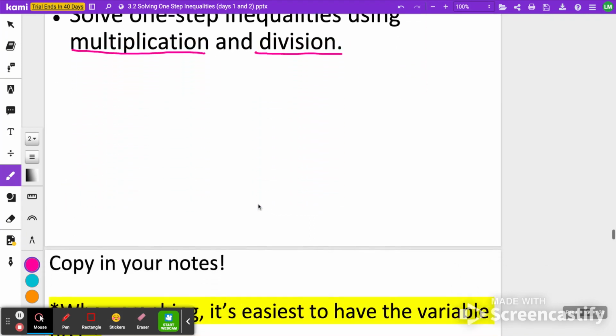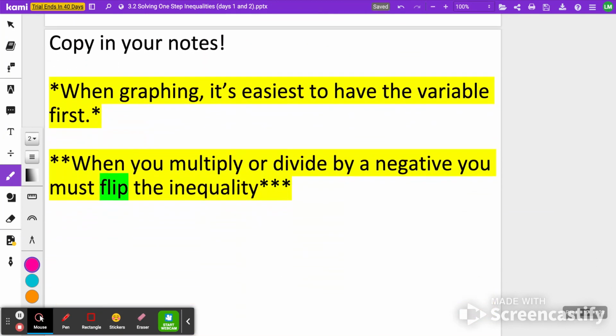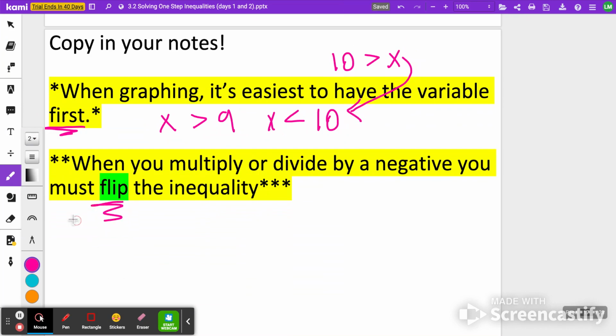So let's get started. First thing that's super important to copy down is when you're graphing, it's easiest to have the variable first. We learned this yesterday and even the day before. It's easiest to graph if we have variables first, like x is greater than 9 or x is less than 10. If you ever have it reversed, like 10 is greater than x, you just want to reverse it where x is in the front. The other thing you need to remember is that anytime you multiply or divide by a negative, you must flip the inequality. We're going to see that quite a bit today, so let's go ahead and get started after you're done copying these two sentences in your notes.